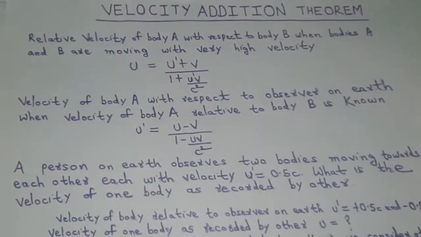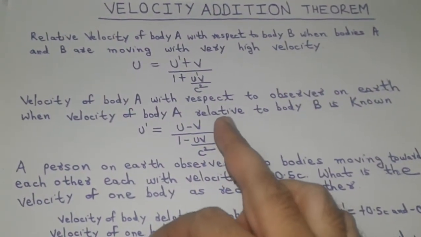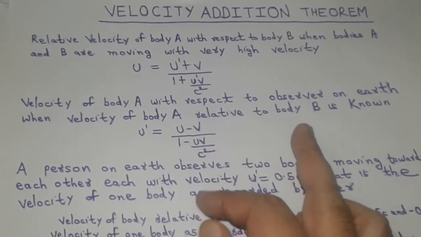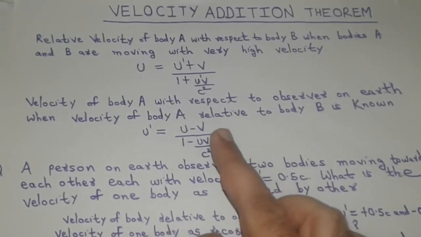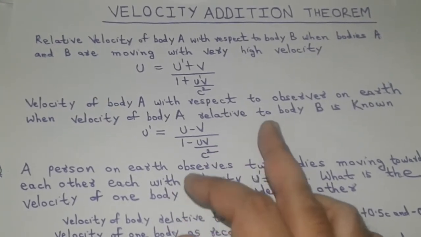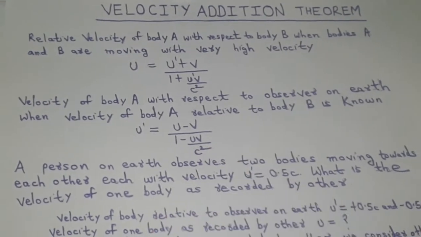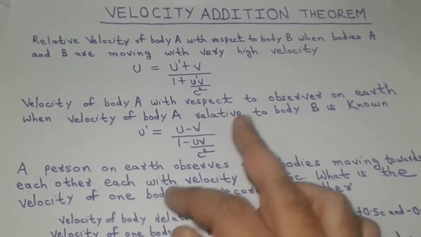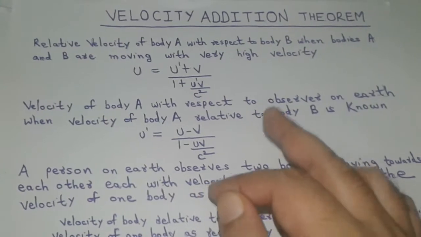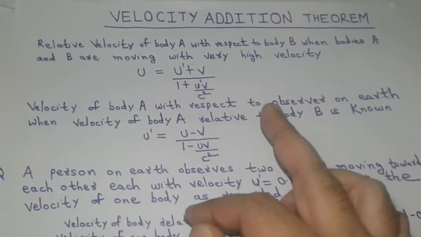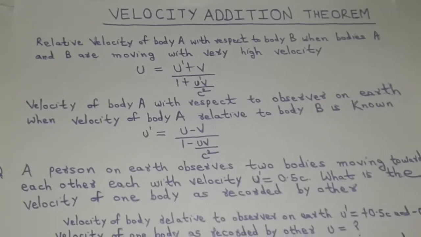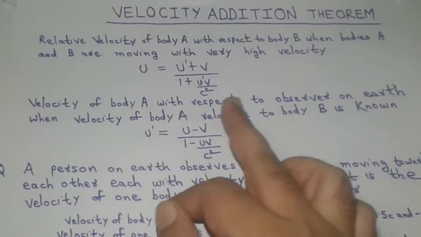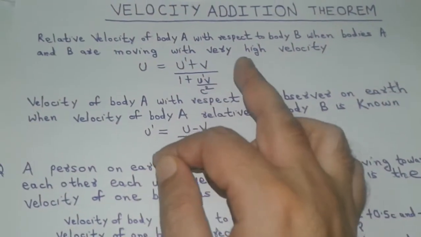In relativistic mechanics, to find the velocity of one body relative to other, whether they are moving in same direction or in opposite direction, we cannot subtract or add the two velocities in this case. The reason is that in relativistic mechanics, the two bodies are moving with very high velocities which are comparable to velocity of light. So in relativistic mechanics, to find the velocity of one body relative to other, we apply velocity addition theorem.